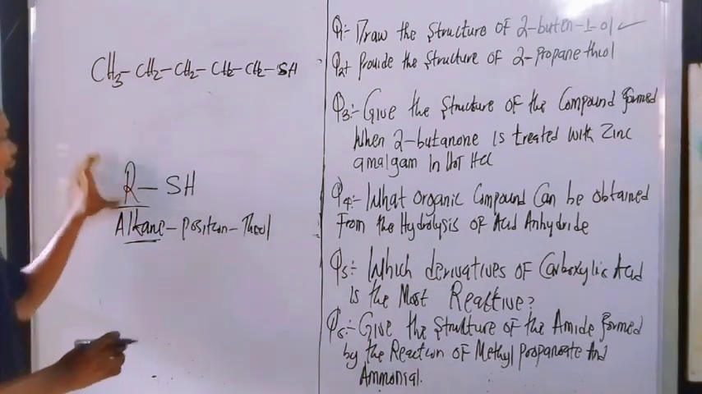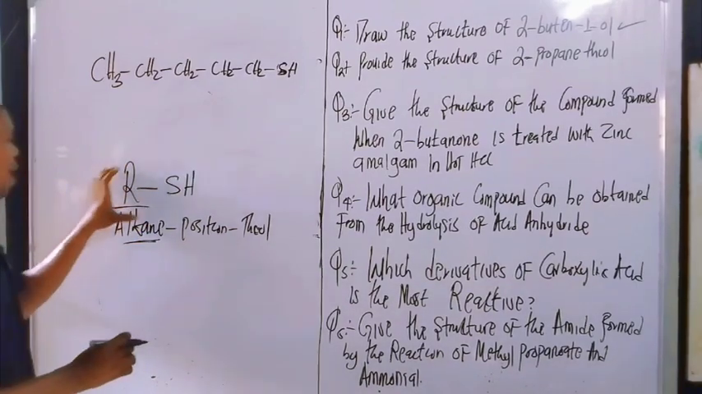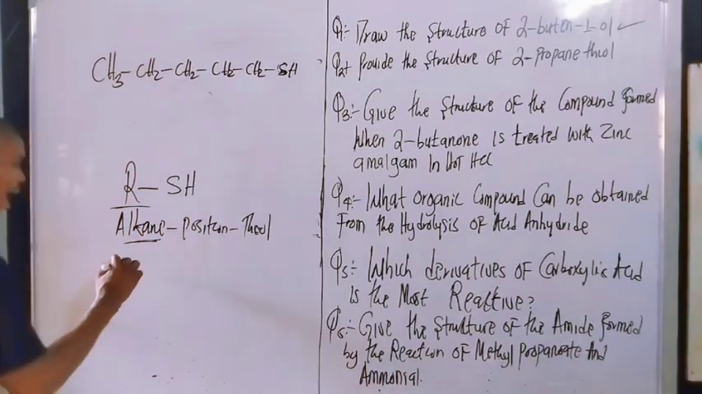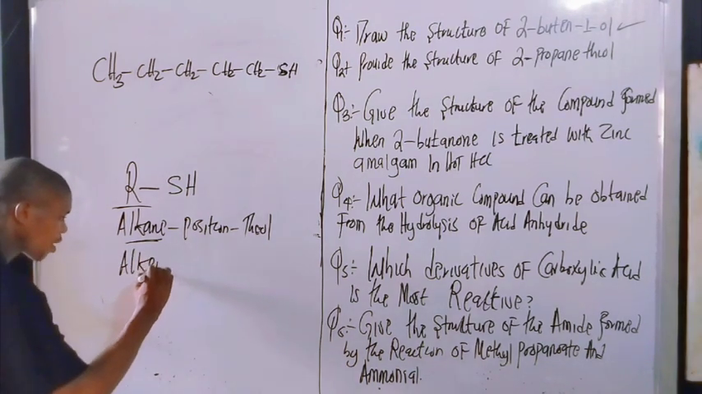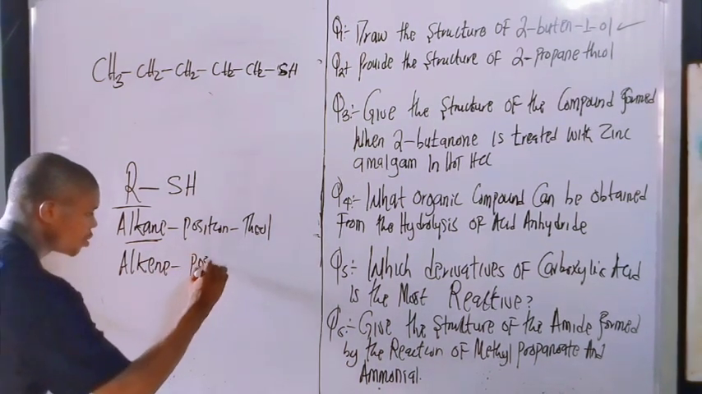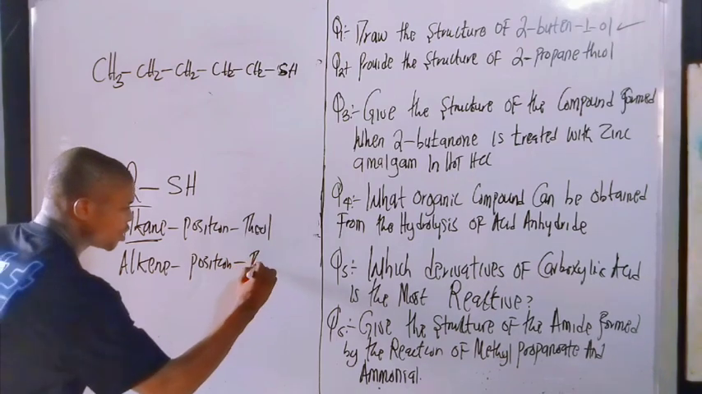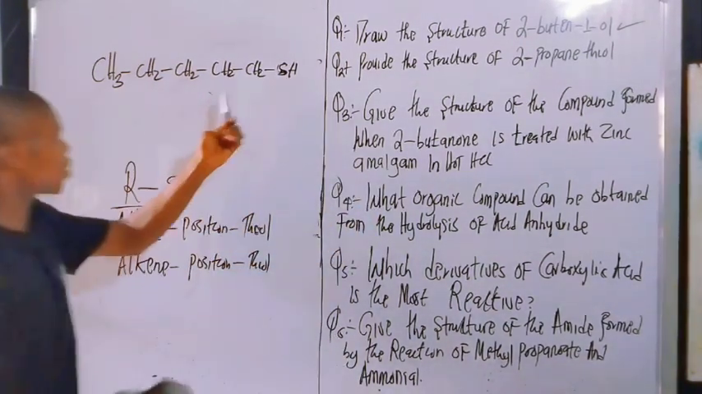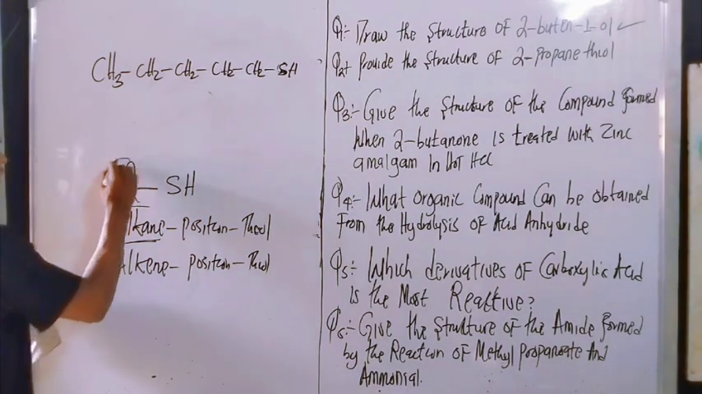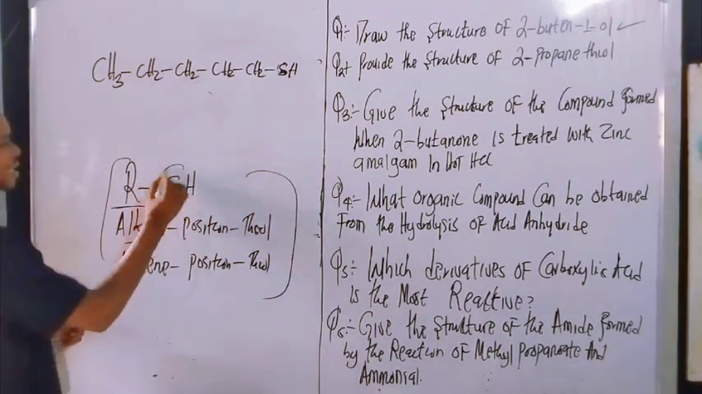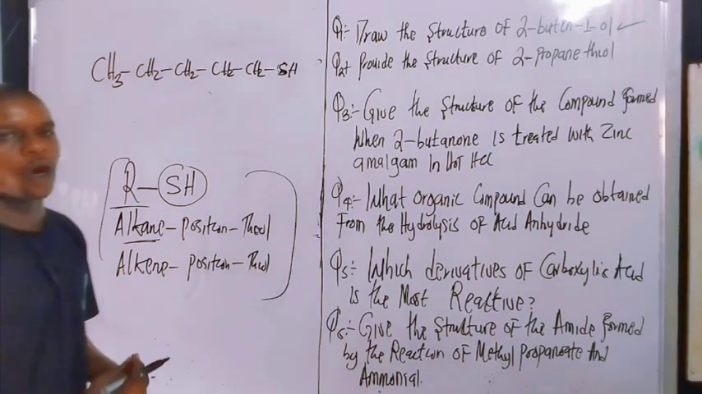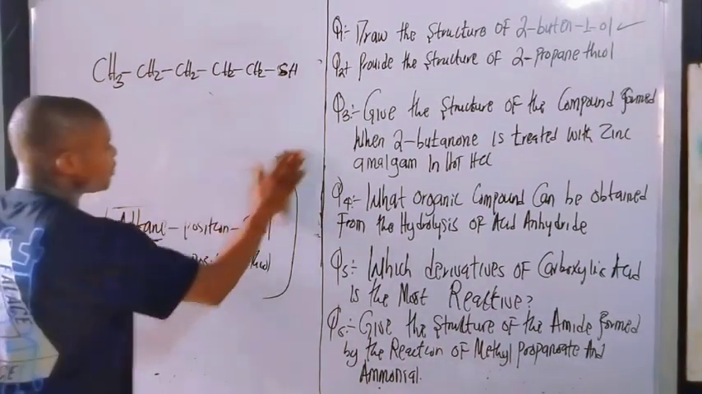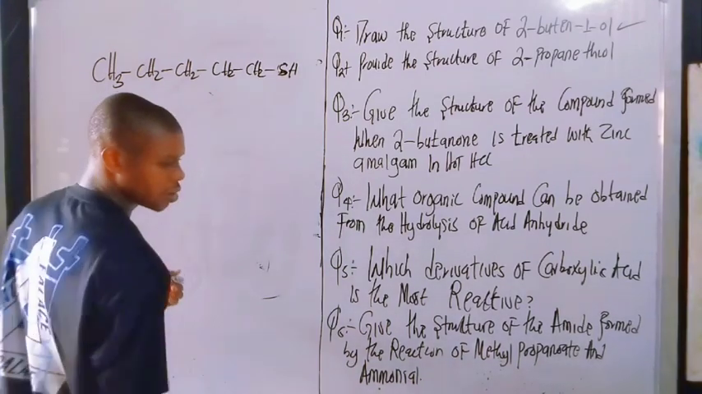Now, if this one has a double bond here, then it's an alkene. So it's going to be the alkene position, then the position of the thiol, then the thiol itself. Do you understand? So you have to take this down. It's very important: the SH group is attached to a particular position. So let's name this one here.